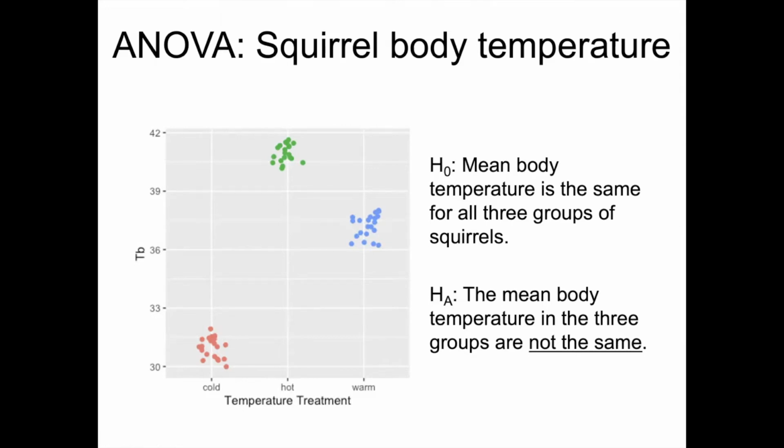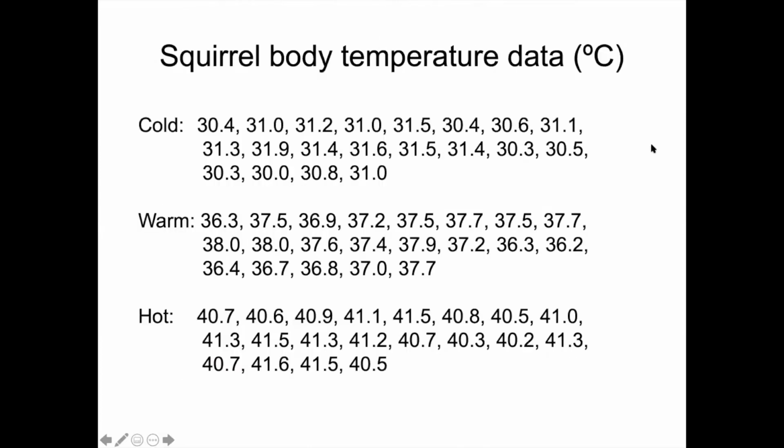Now, in this experiment, the researchers tested the null hypothesis that mean body temperature is the same for all three groups of squirrels, whereas the alternate hypothesis was that the mean body temperature in the three groups was not the same. Now here is what the data looked like, where each measurement was made on a different squirrel experiencing either cold temperatures, warm temperatures, or hot temperatures, and these are all measured in degrees Celsius.